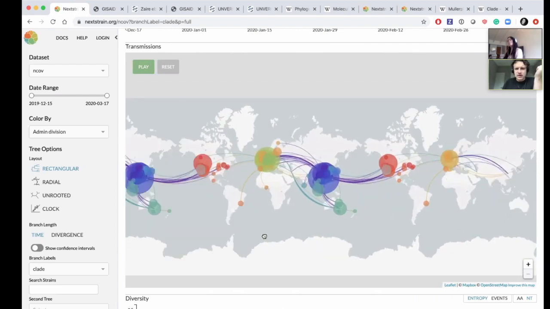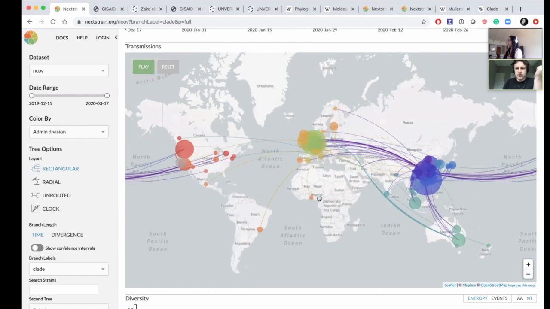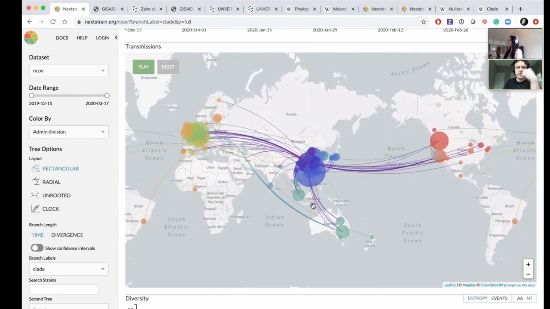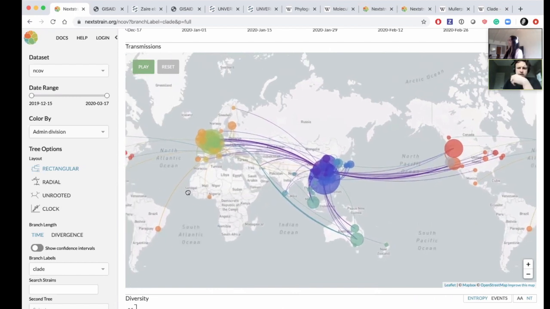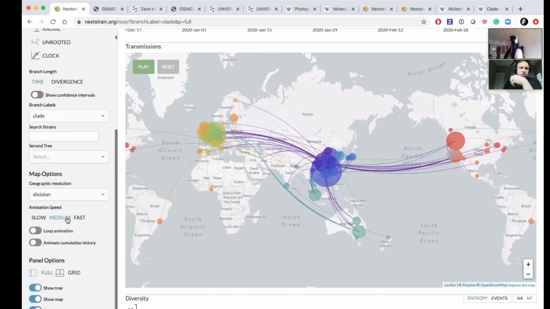All right. So let's zoom in here. So we'll center on China because that's going to make the most sense for the animation. And then we can come down here and go to medium, and we'll just leave these default for now. Or actually, we'll go fast because it's going to be on screen share. So, okay, loop animation. Loop animation will make it go again and again. We won't do that for now, and we will animate cumulative history.